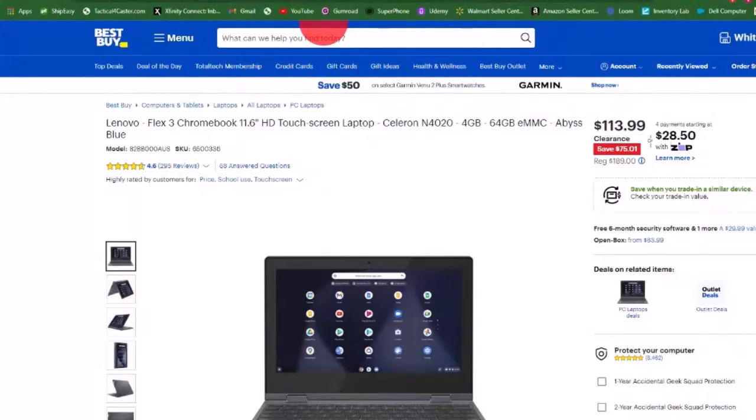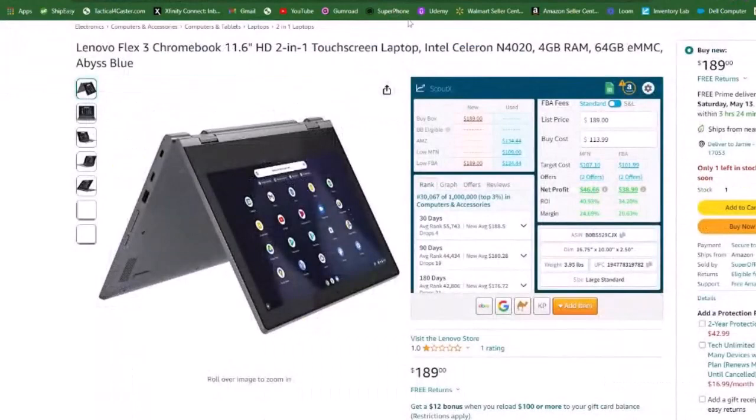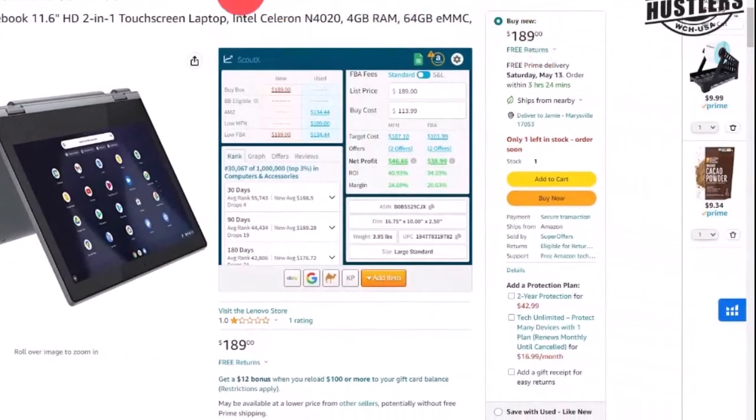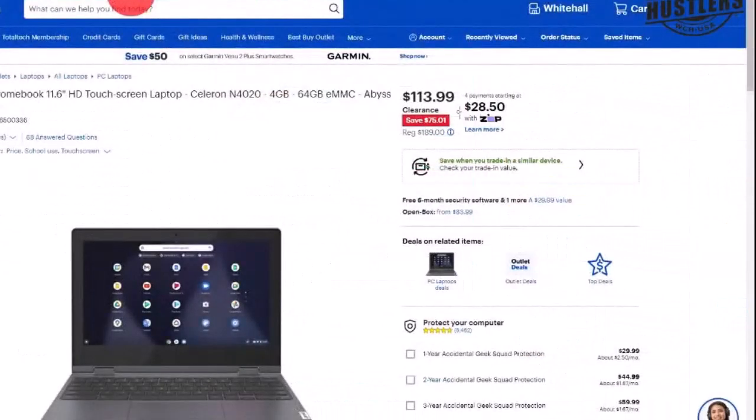And you know what? I'm glad you caught that because a lot of the products that we end up sourcing, we find the deals, we find the margins because it's a clearance or sale item. Now you see this same thing, Lenovo Flex 3 Chromebook, 11.6, high definition, all of that. It's selling for $189 on Amazon. You can get it for $113.